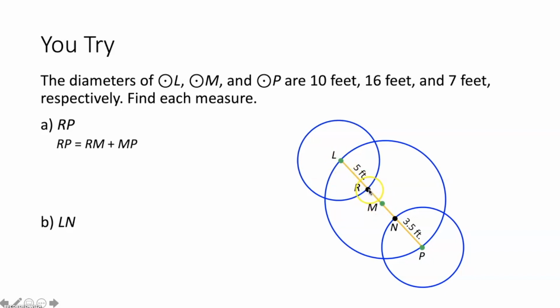So I can say the measure of segment RP is going to be 3 feet plus 8 feet, which is going to be equal to 11 feet.